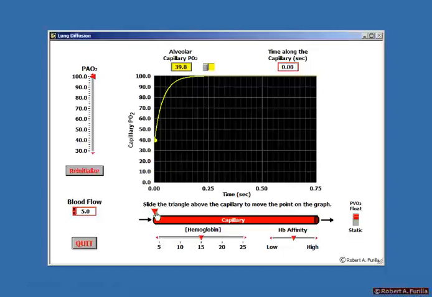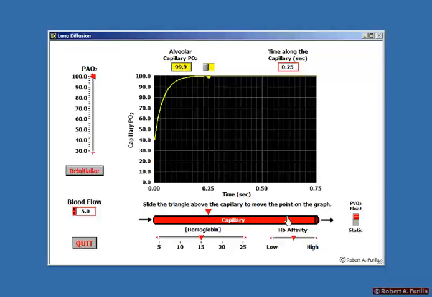Now if I drag this little triangle above the capillary, it will cause that little yellow ball to move, and we can see at this point we're at 98% saturation, and we're only about 0.13 seconds through the capillary. And I can continue moving this. So you can see we're 100% saturated. So at about 1/4 of a second, we are at approximately 100% saturated, 99.9% saturated. So 1/3 of the way through the capillary, we've reached virtually full saturation.